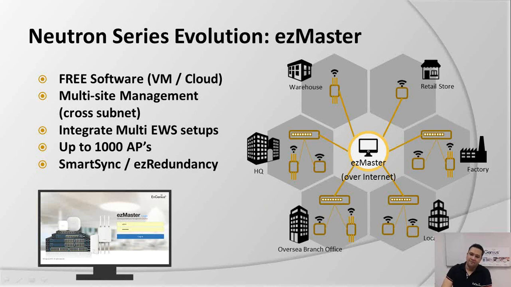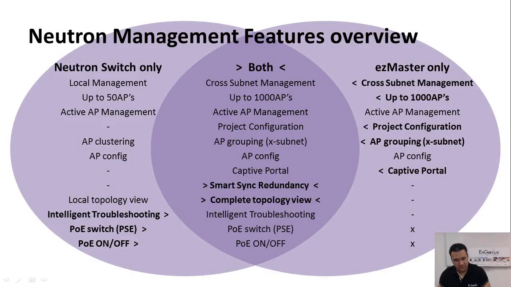The customers I already talked with asked me, so you say ezMaster copies all the functions of the switches. So does the ezMaster replace a switch? Actually, the ezMaster is not supposed to replace the switch. ezMaster is to make the solution more complete and is supposed to be used as an add-on to the Neutron switches. Some features are to be executed through a switch or in combination with the switch. However, you can still manage access points directly with only the ezMaster, but you will not have all the features available.